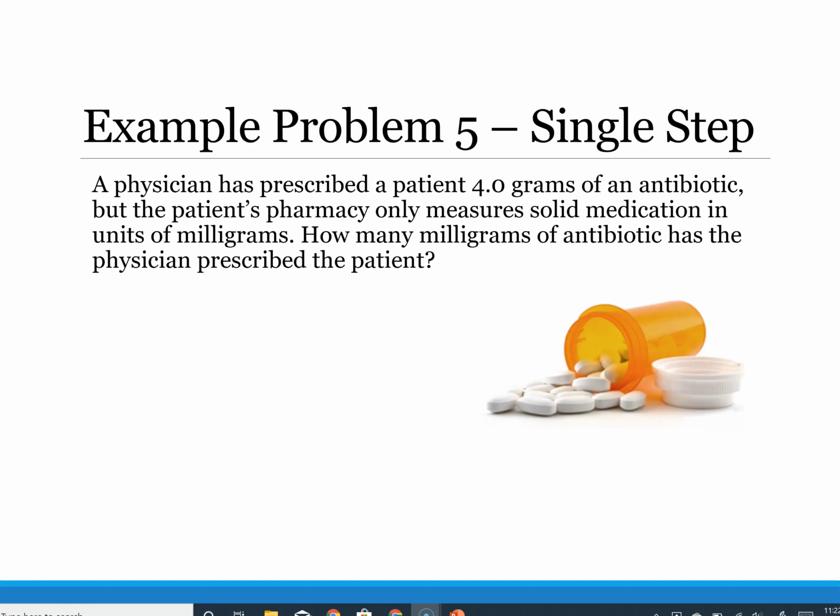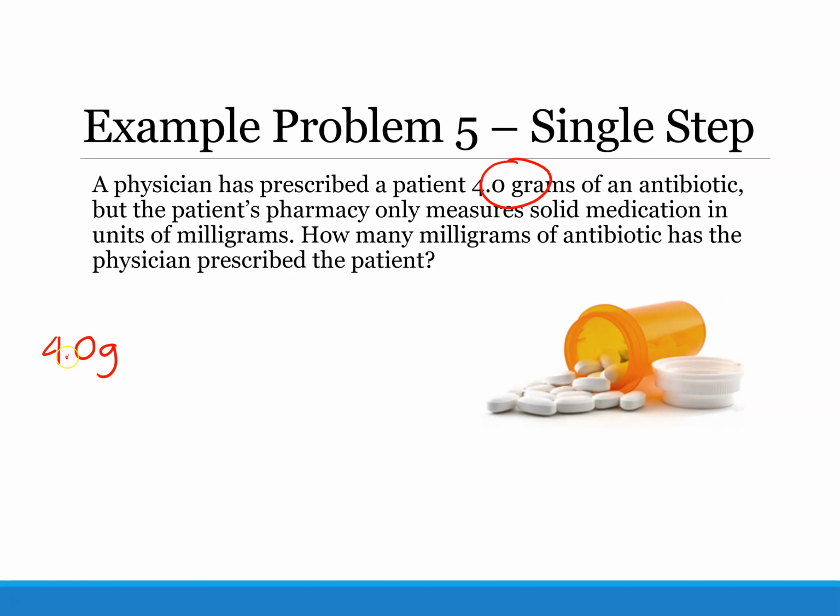The first thing that we do, even in word problems, the approach does not change, is to write down what the problem tells us. And so the problem has told us that we are starting with 4.0 grams of antibiotic. The next thing that we do is to figure out what we are converting to. The last sentence of the problem says, how many milligrams of antibiotic has the patient been prescribed? So milligrams is what we are converting to.